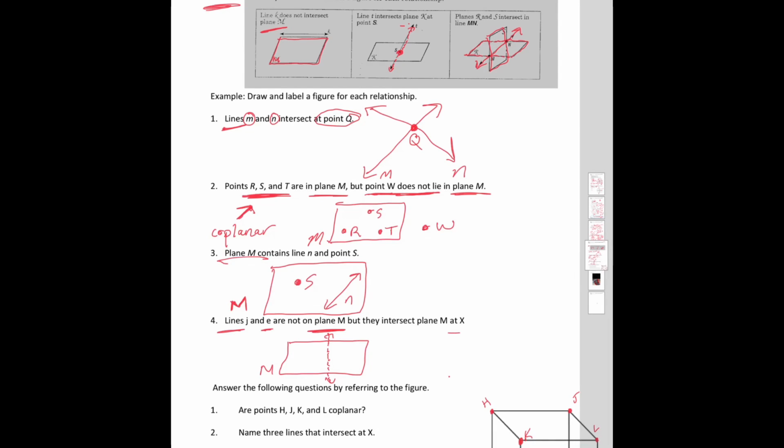So let's just say that's line J. Then we have another line that's not on the plane but intersects at X as well. So we have another line that's going up and down and they intersect at point X. So picture this box here down below. Pretend we have a line that goes through the top of the box, another line that goes through the top of the box. They just happen to intersect at that point X. So they're not on the plane, they're just going through it.